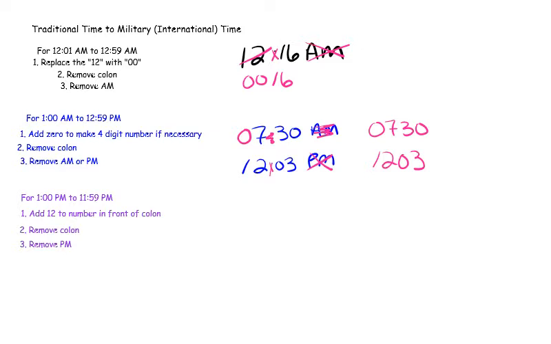For the last one, if it's anywhere between 1 p.m. and 11:59 p.m., you're going to add 12 to the number. You're going to remove the colon and remove the PM. So let's say it's 4:37 p.m. We add 12, remove the colon, remove the PM. So this would be 16:37.